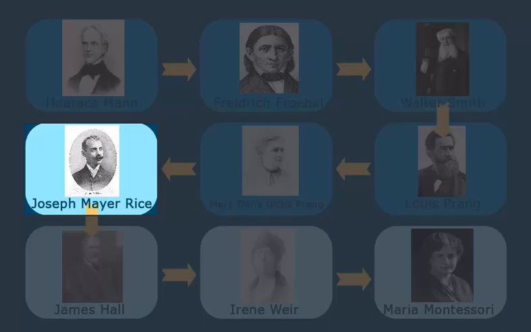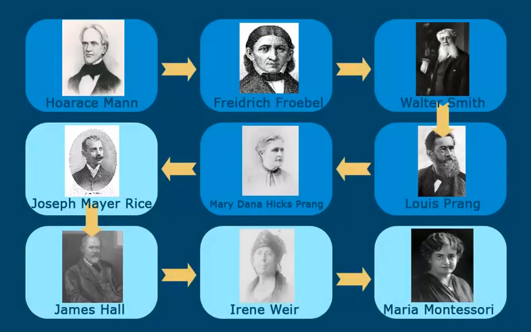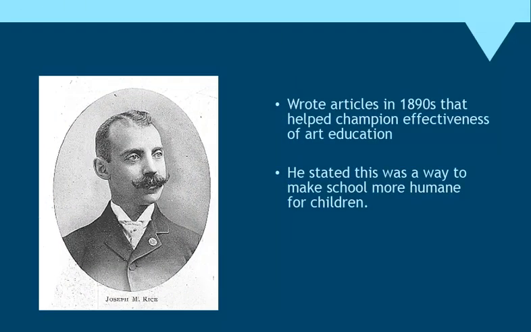Joseph Mayer Rice. Joseph Mayer Rice trained in Germany as a pediatrician. He was interested in child development and what was good for kids in school. In early 1892, he observed American schools. He observed that most schools functioned as rigid and formal, and had no accommodations for children's enjoyment and nurture.